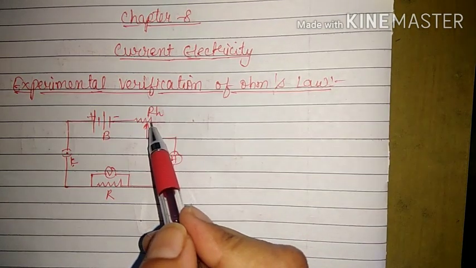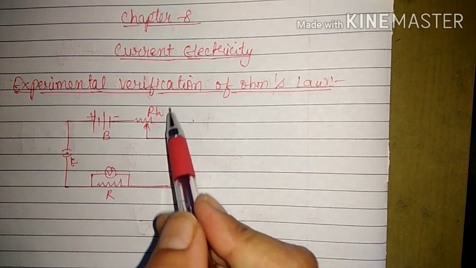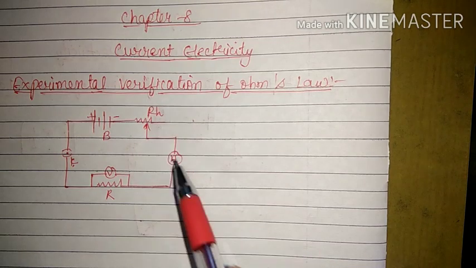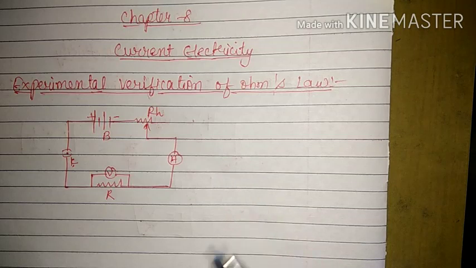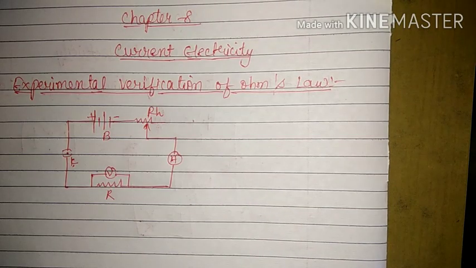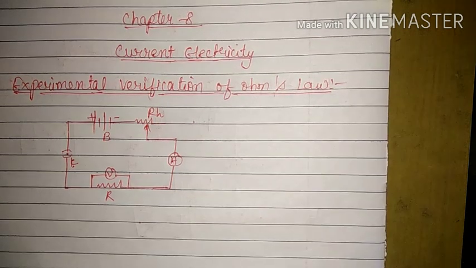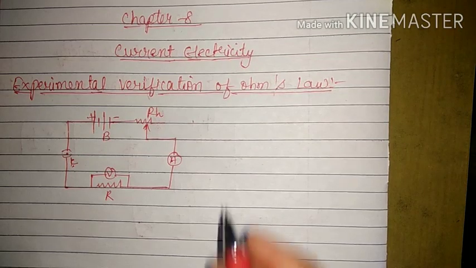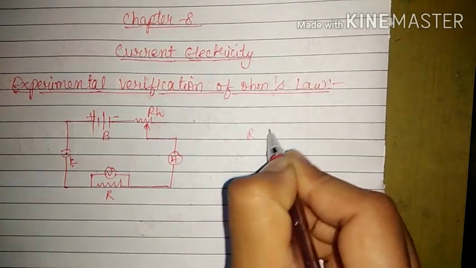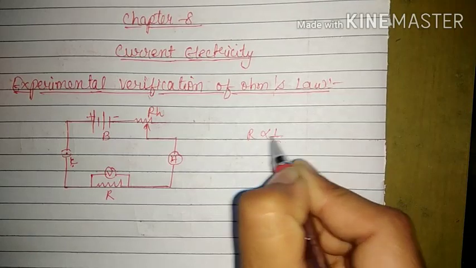Rheostat, we know the use of rheostat. Rheostat is used to change the value of current. It is the same as a resistance box. That means a resistance box is also used to change the resistance. Similarly, a rheostat is used to change the resistance. And when resistance changes, the amount of current will also change, because we have seen that resistance is inversely proportional to current I.